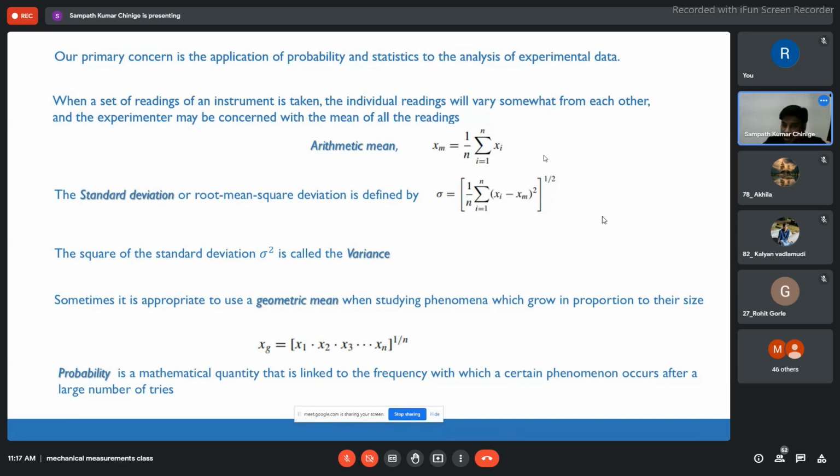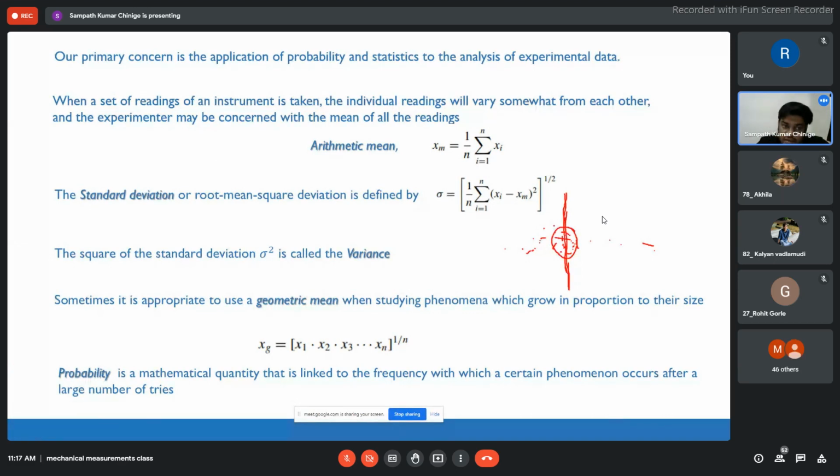So out of scattered data like this, for example, what I'm trying to find out is the central tendency. This is done by taking all these readings divided by n. So I'm trying to find out the effect of all these data in a single number, that is my arithmetic mean.